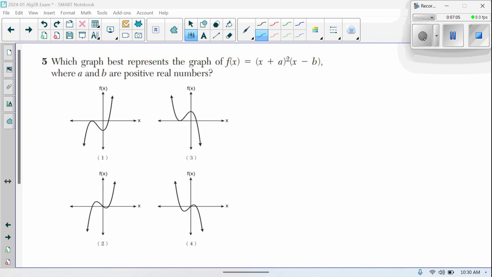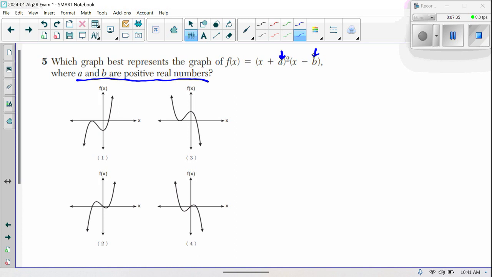All right, number 5. We're doing good, 7 minutes in. Which graph best represents the graph of f of x equals (x plus a) squared times (x minus b)? Now, we need to be careful with this because it tells us that a and b are positive real numbers. So the first thing I do is I know a and b are positive. And they're asking which one of these graphs could represent this function.